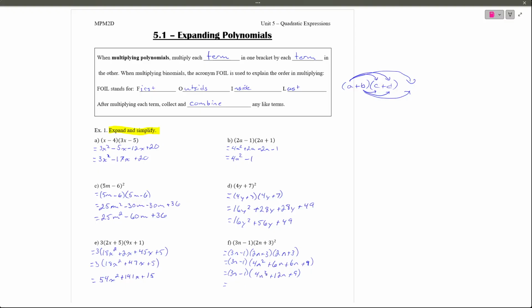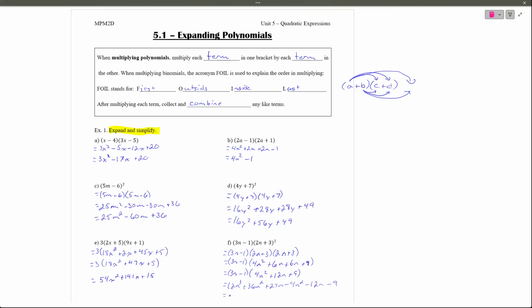So we have 3n times 4n squared. So that's going to give us 12n cubed, because we add the exponents from the addition rule in the previous lesson. 3n times 12n, that's going to give us plus 36n squared. And now 3n times 9, that's just going to give us 27n. All right, now we go to the second term. Negative 1 times 4n squared, so that's minus 4n squared. Negative 1 times 12, that's going to be minus 12n. And then we have negative 1 times 9, that's going to be minus 9.